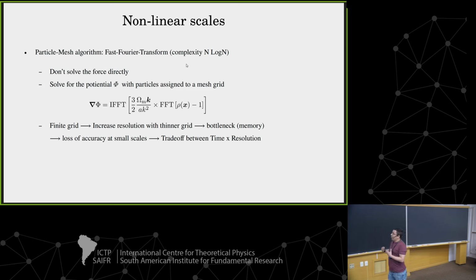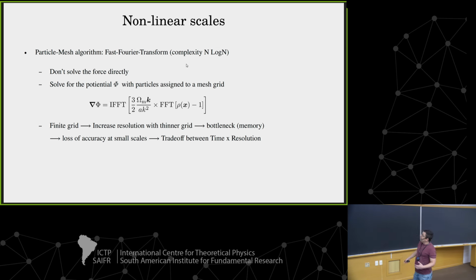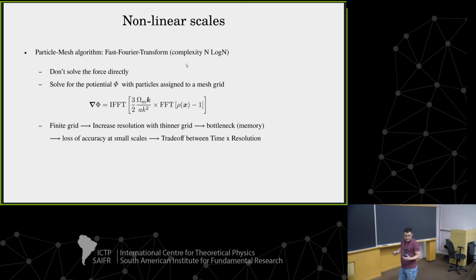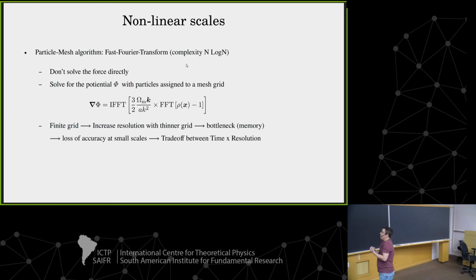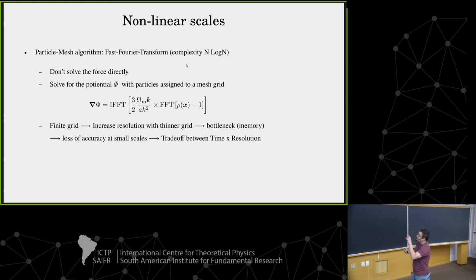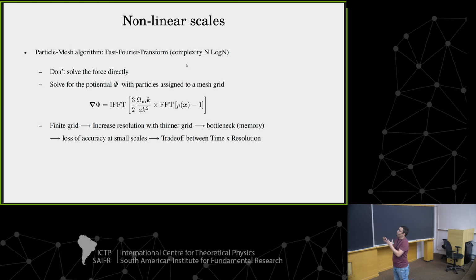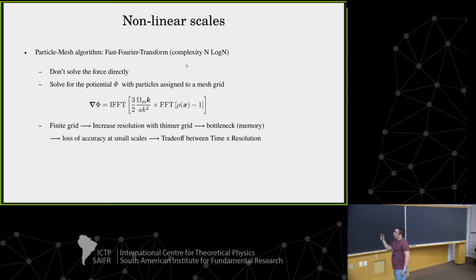We use some kind of mass assignment scheme, and we then solve for the potential in Fourier space by using, for instance, Green's functions. The Green's function is going to depend on the mass assignment that we use to assign the particles to this grid. Here is just a schematic of what we're actually doing to solve the Poisson equation. This is a very interesting idea because it's cheaper, but we don't solve for very small scales, because particles don't see each other.